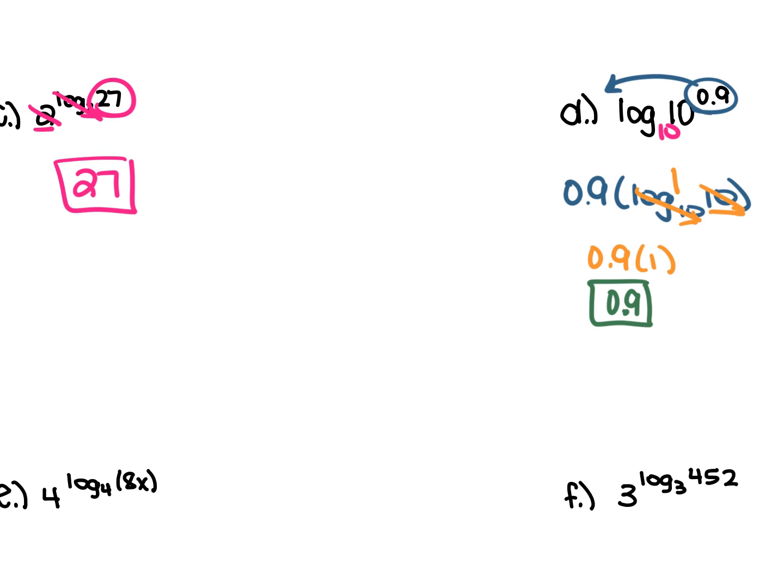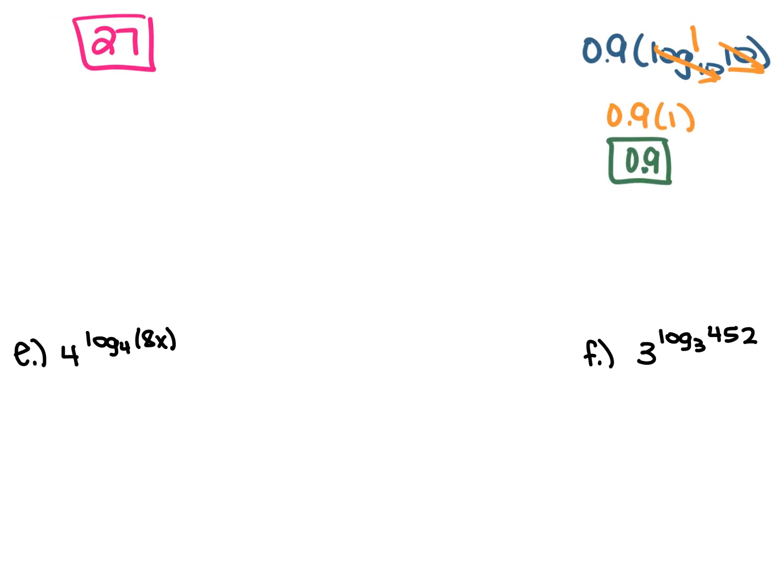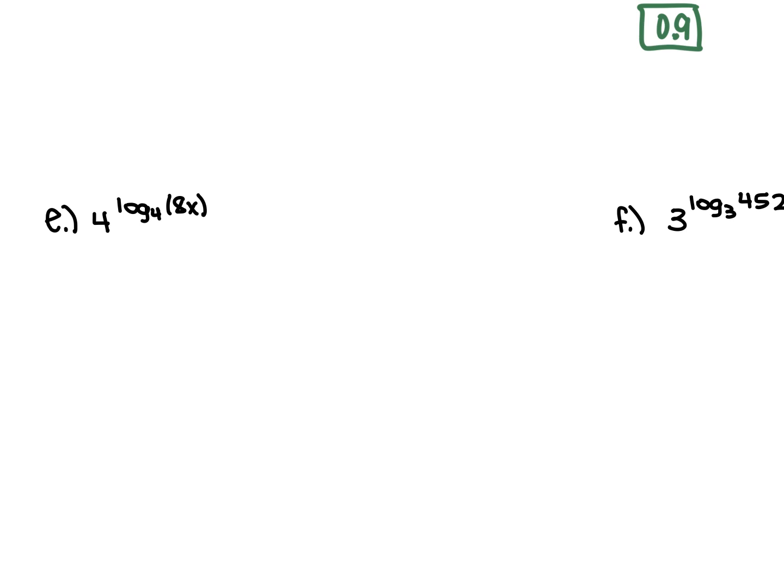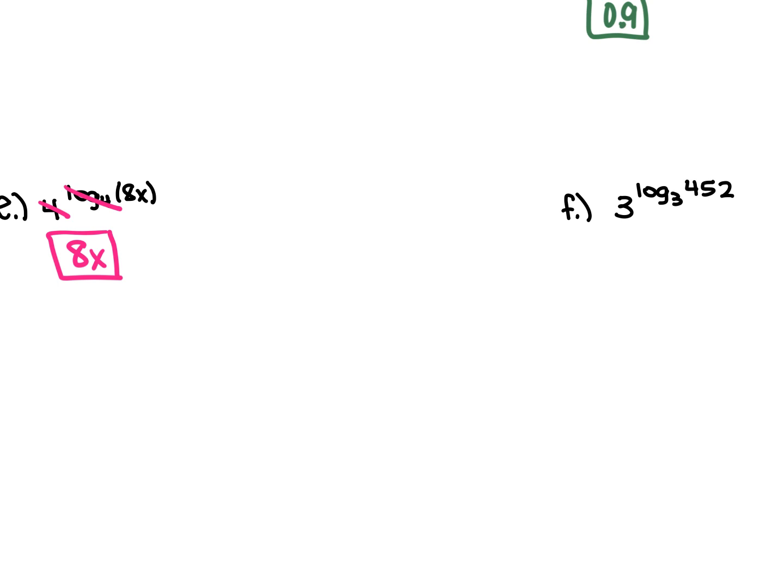E and F are just like C, where you have your base raised to a power with the same base on the log. So for E, you have 4 to the power of log 4 of 8x. That 4 cancels out the log 4, and you're just left with the 8x. Same thing for F. You have 3 to the power of log 3 of 452. This 3 and the base on the log are the same, so they cancel out, and you're just left with the 452.